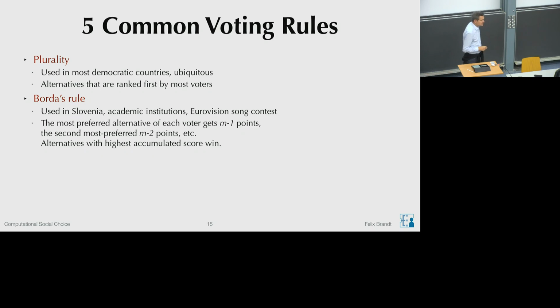Next method is called Borda's rule. Maybe some of you have heard about that one before. So has anybody heard about Borda's rule? Okay, just very few. But once I explain it to you, I'm pretty sure that you have seen it in some variant.